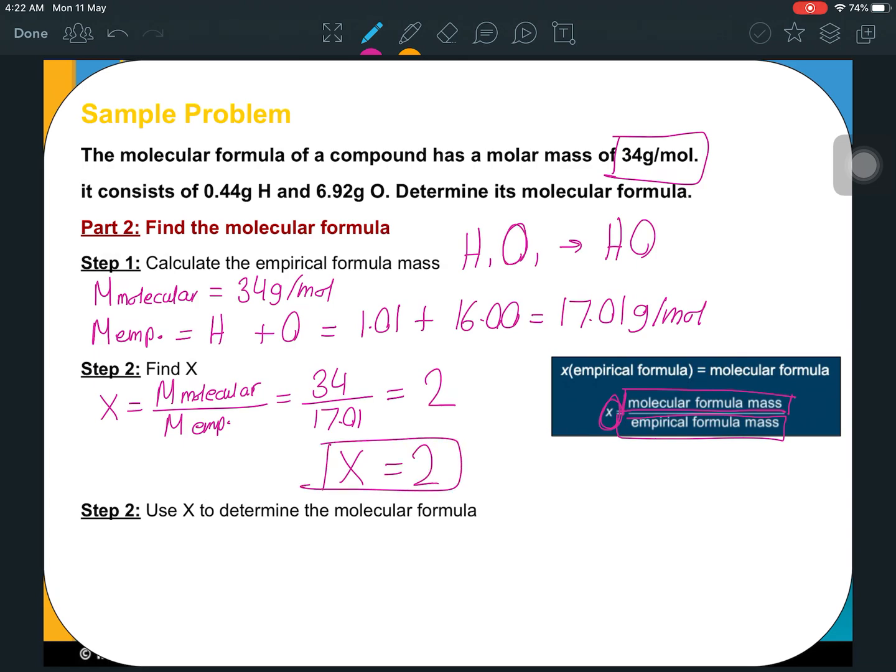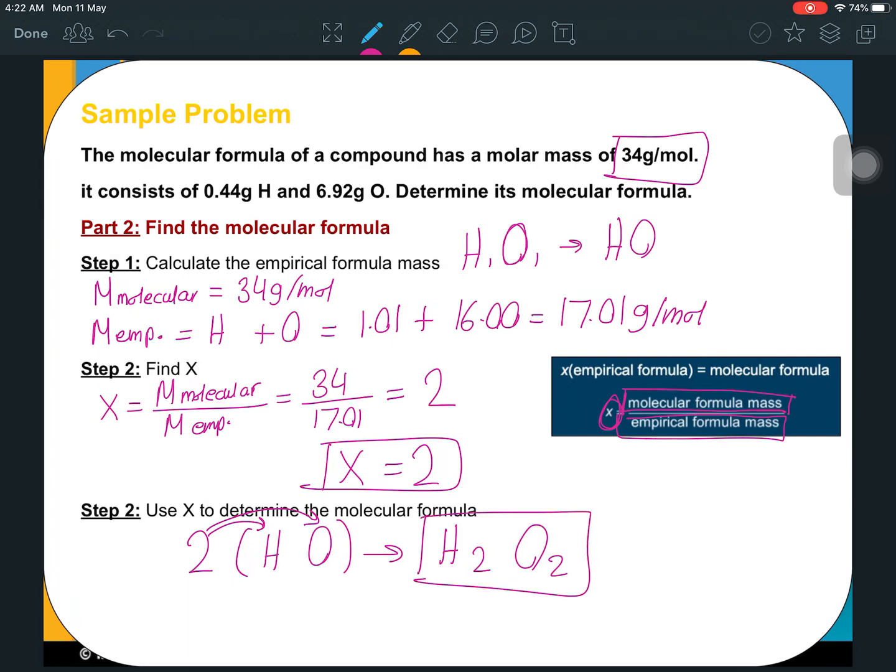Now I can use x to find my molecular formula. I can take my empirical formula and multiply the whole thing by 2. So this times 2 and this times 2 gives H2O2, which is hydrogen peroxide, and there we go.